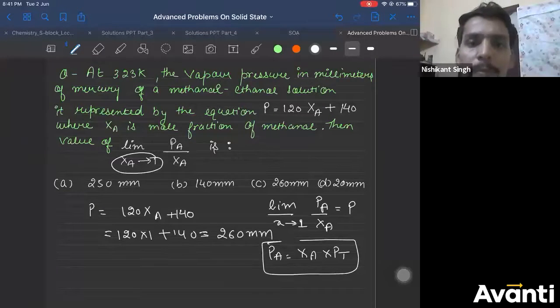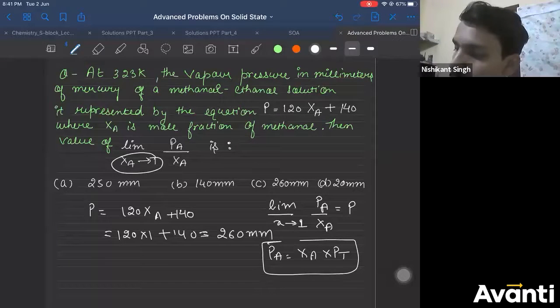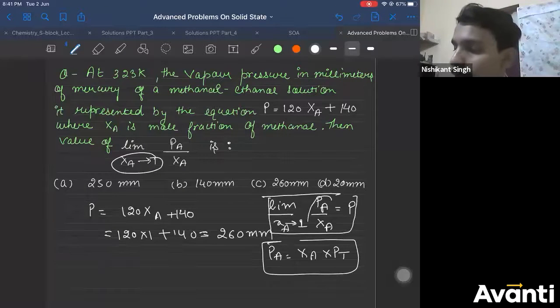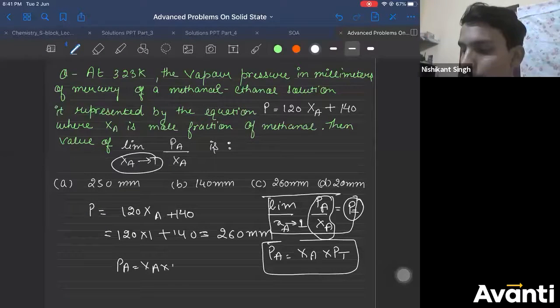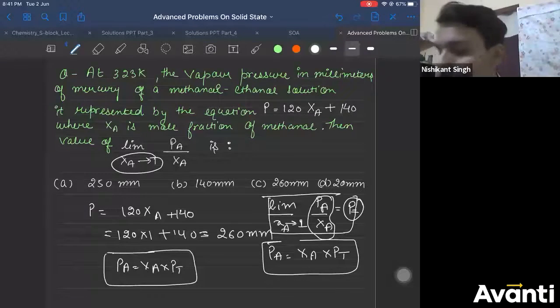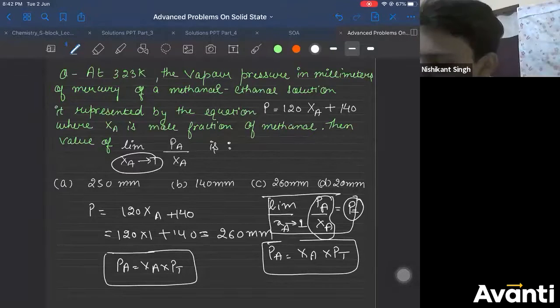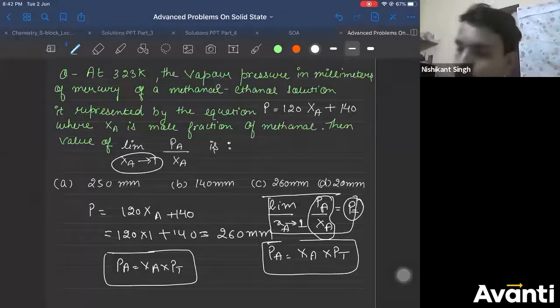I have explained it here. If the limit XA tends to 1, then your PA by XA will approach P total. That means the total pressure of the solution will be due to A only. You can write by Dalton's law, PA is equal to XA into P total, or P, because there is no B. B is approximately 0. So you assume this behaves as an ideal solution of vapors. So you can apply this and get your answers. I hope it is clear.